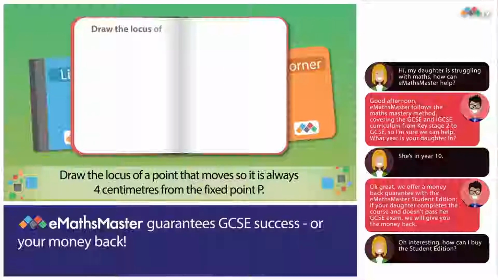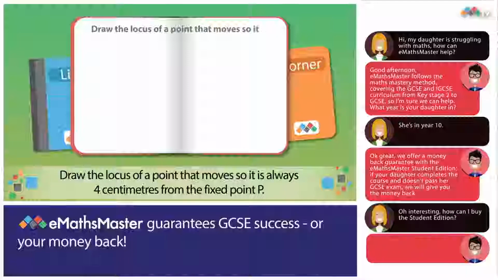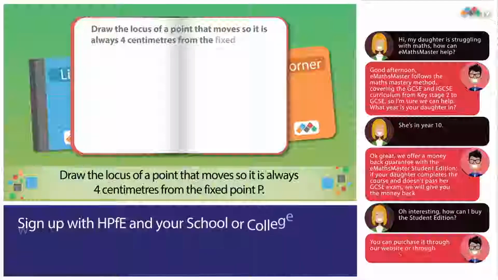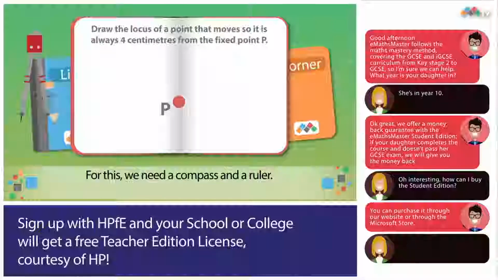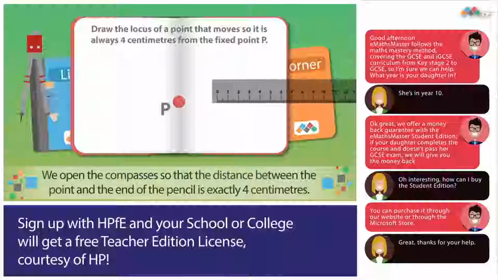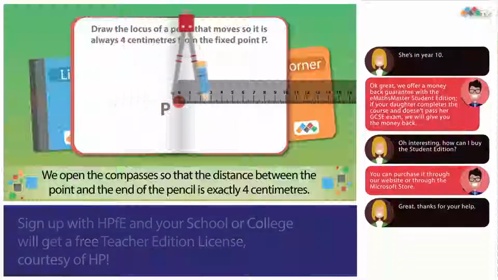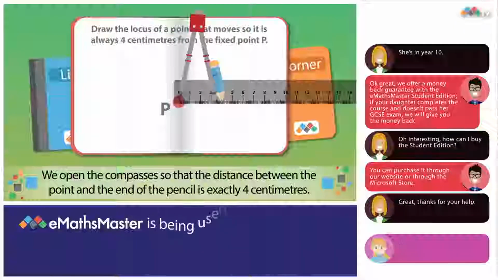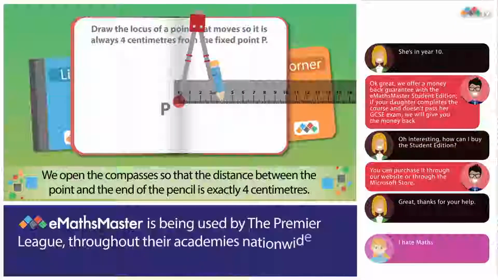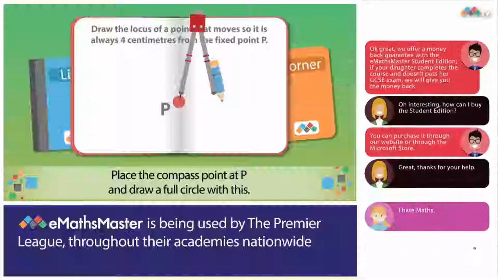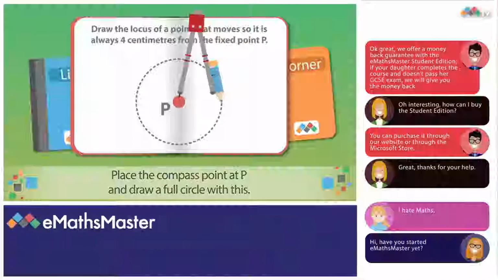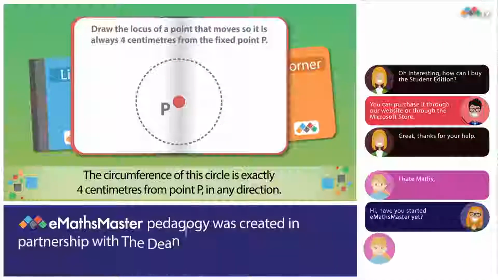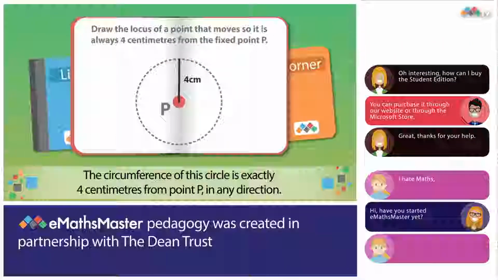Draw the locus of a point that moves so it is always 4 centimeters from the fixed point P. For this, we need a compass and a ruler. We open the compasses so that the distance between the point and the end of the pencil is exactly 4 centimeters. Place the compass point at P and draw a full circle with this. The circumference of this circle is exactly 4 centimeters from the point P in any direction.